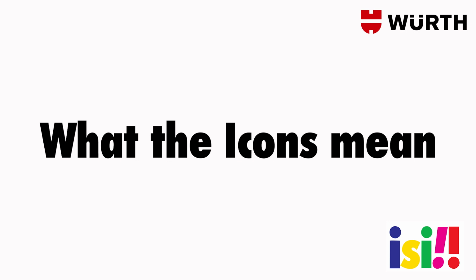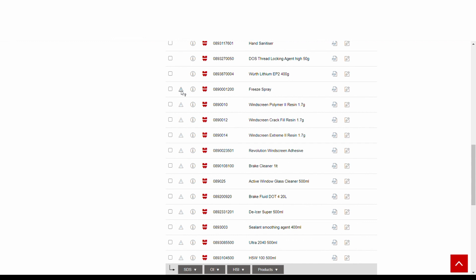What the icons mean. This triangular icon means that something has changed in the safety data sheet since you've last looked at it. The circular icon shows that this product is already contained in the working area that you are in.